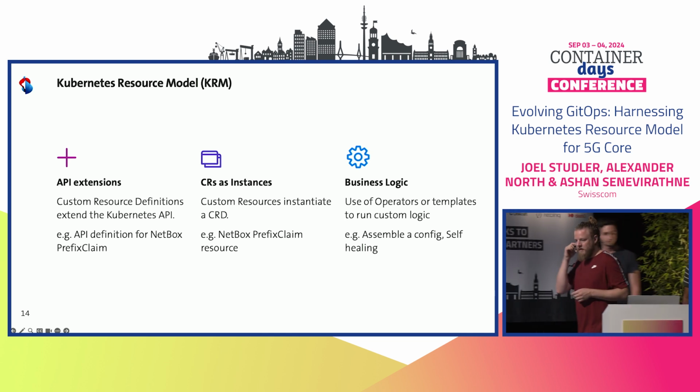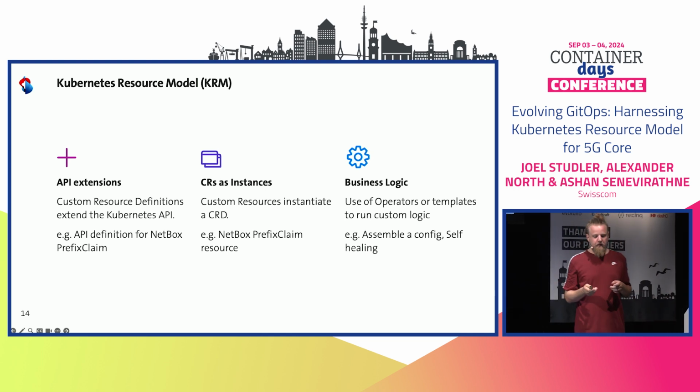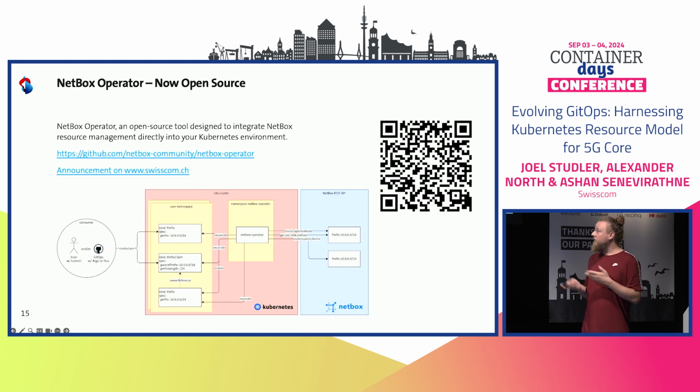Thank you very much. So before I do that, we have an announcement to make. Internally at Swisscom, we are using Netbox as an IP address management tool, and you can also use it for VLANs, pretty much assigning any network resource. So we just open sourced Netbox Operator, which is a tool that allows you to integrate Netbox into your Kubernetes resource model, basically. And we're also going to use this in the demo.